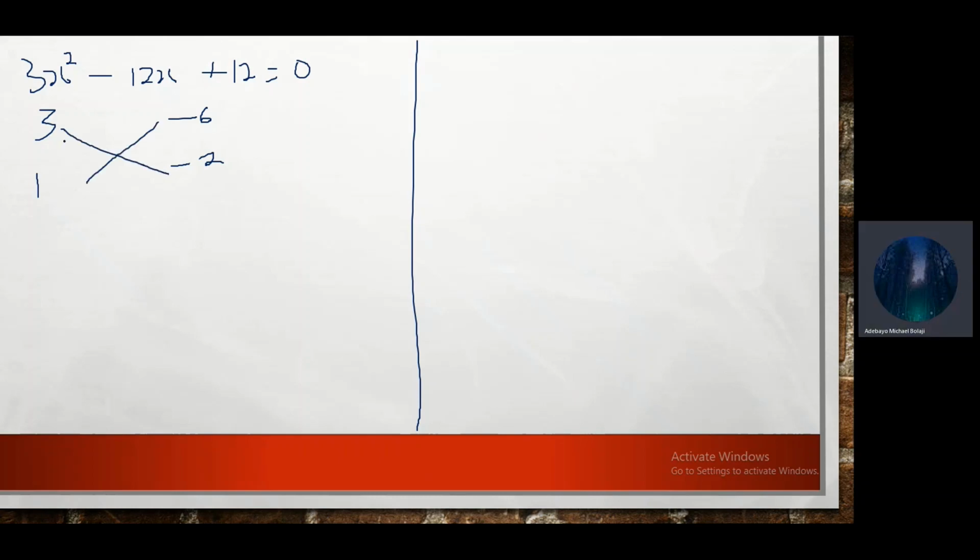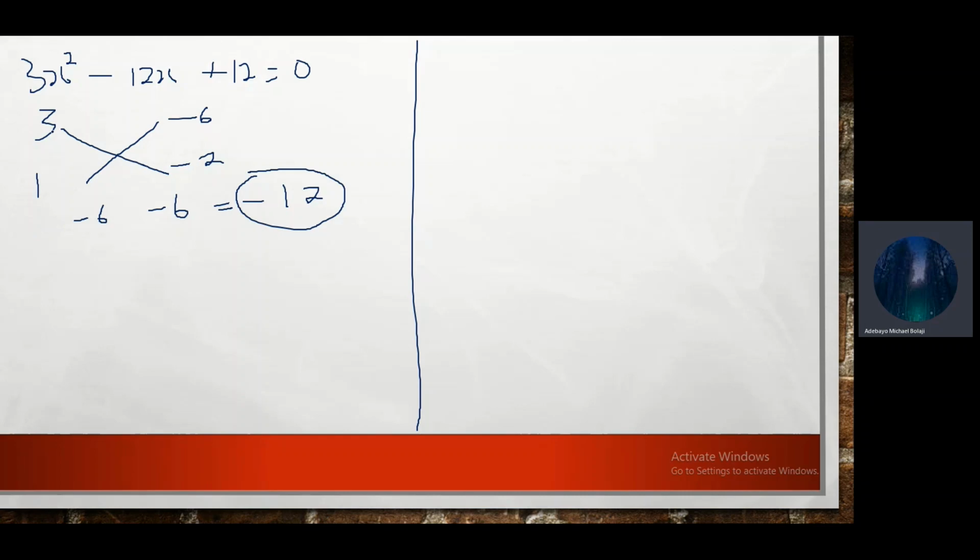Now let's check the multiplication of the diagonal. 3 times minus 2 will give us minus 6, right? 1 times minus 6 will give us what? Minus 6. Minus 6 minus 6 gives us minus 12. Do you understand? So you can see that minus 12 is the coefficient of x here. Having that, you are done, you are correct.